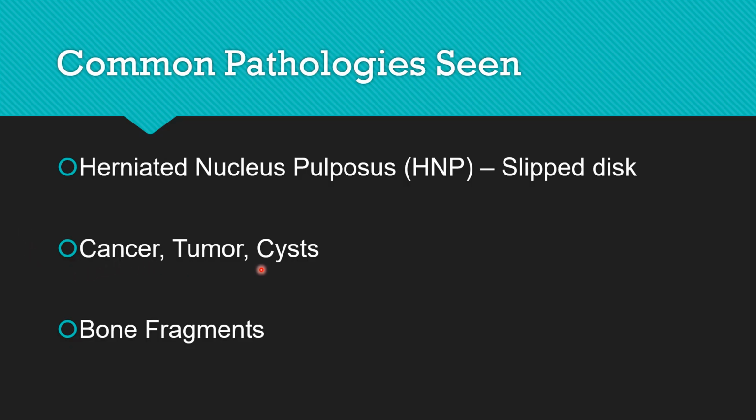Cancer, tumor, cyst, again, these are different pathologies that you're going to see in myelograms. Bone fragments: as people are more hunched over, they tend to break the anterior portions of their lumbar vertebrae.